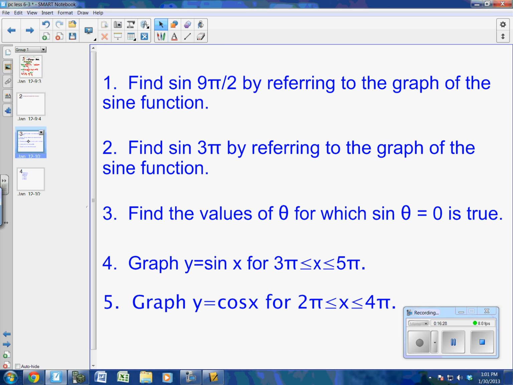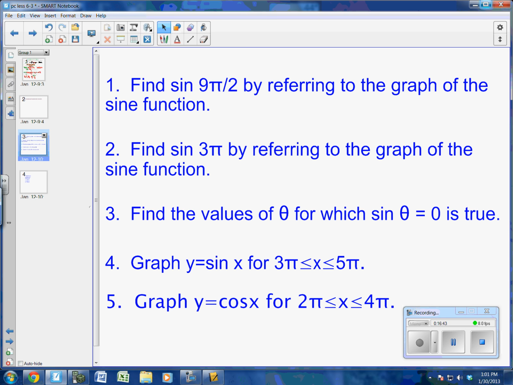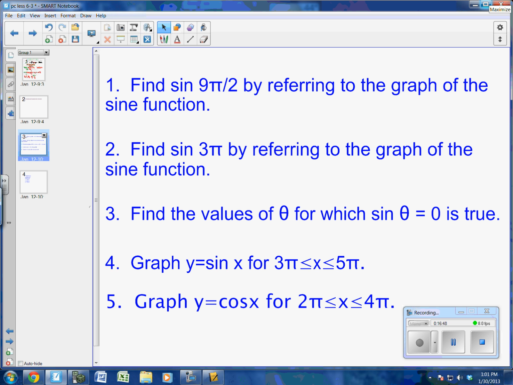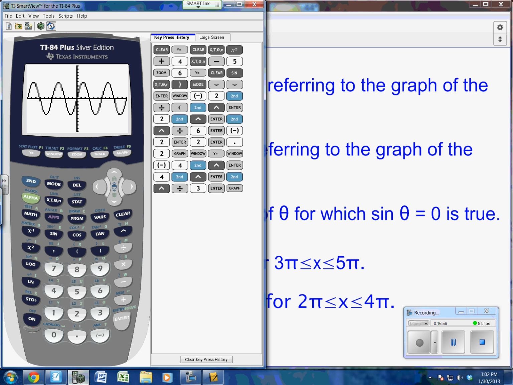Okay, now, this is the kind of question you're going to get on your assignment today. Find the sine of 9 pi halves by referring to the graph of the sine function. I'd probably write these down. Let's look right here. Here's a sine graph.